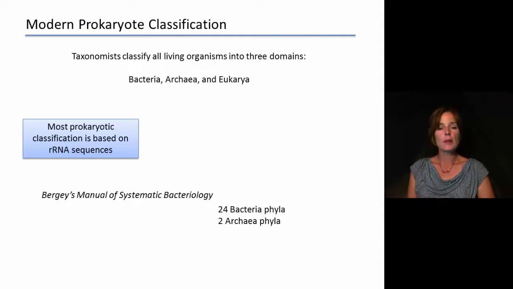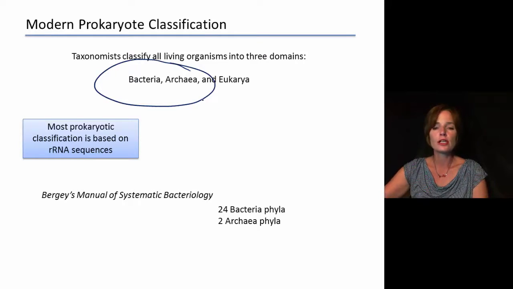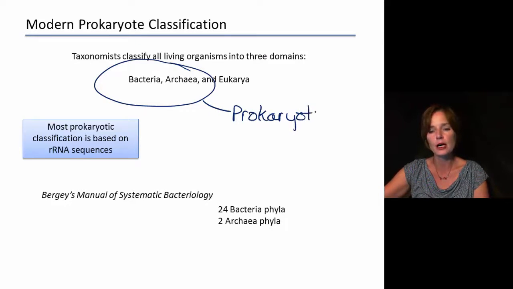If we move on and talk about how we classify the prokaryotes, so how we put them into different groups. Well, first of all, taxonomists have taken all of the living organisms and divided them into three main domains. Those three domains are bacteria, archaea, and then eukarya. And when we're talking about prokaryotes, prokaryotes are these two categories right here. So these are going to be the focus that we're going to be looking at here, because both of these are made up of prokaryotic cells.